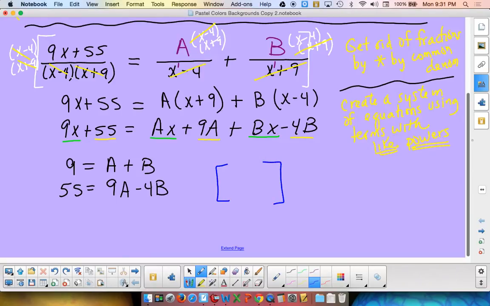The matrix, I'm going to pull the coefficients off the a's and b's, so I'm going to have a 1, a 1, a 9, and a negative 4. I know I'm going to take that times the inverse. And what are the 2 numbers I'm going to multiply it with? Yes, indeed. It's going to be a 9 and a 55. So you can go to your calculator and punch that in. I changed up this problem and forgot to solve it, so I'm now really quickly solving it in my head.